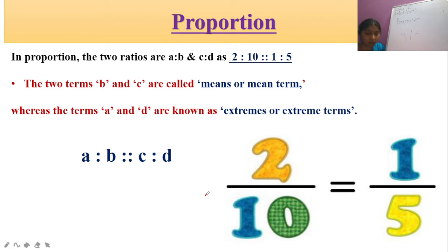We have important terms related to proportion. See, if we have two ratios, that is A:B and C:D, we can take such values for AB and CD, that is 2:10, and for the proportion sign, 1:5. So this is the sign for a ratio and this is for the proportion. So remember, this is for the ratio and this is for the proportion.